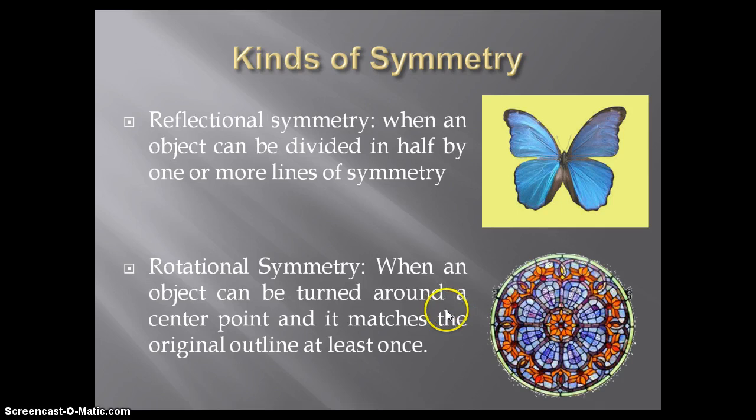If we look at rotational symmetry, it's when an object can be turned around a center point and it will be the same as the original outline. See, in this picture of the mosaic, in the center there is one point, and as you go around the circle, if you were to cut it, there are very distinct points where you can see that the image is repeated as you go around. That means that this has rotational symmetry.